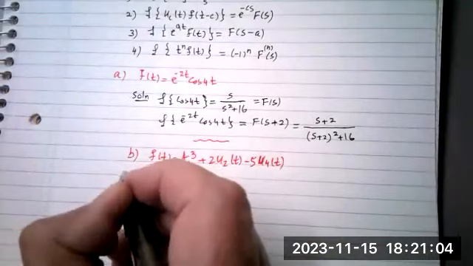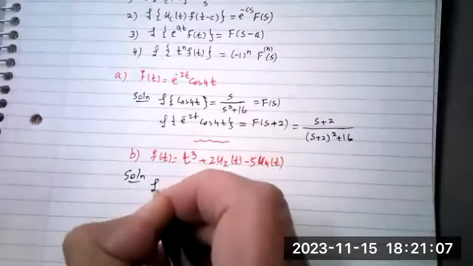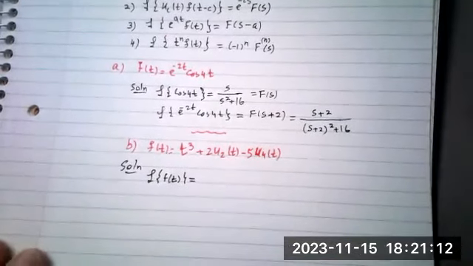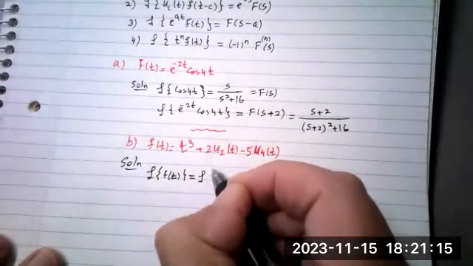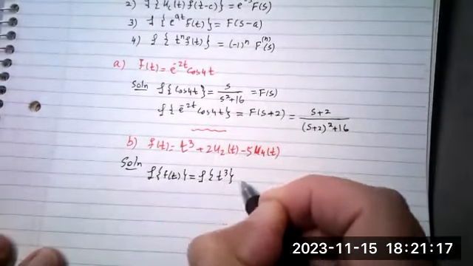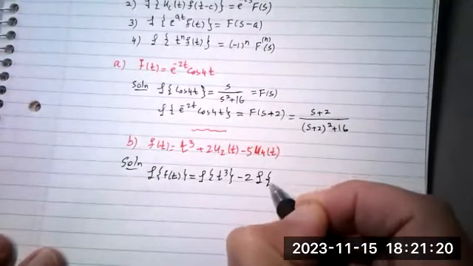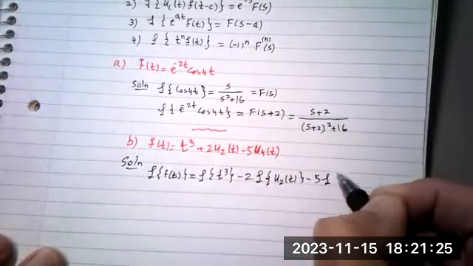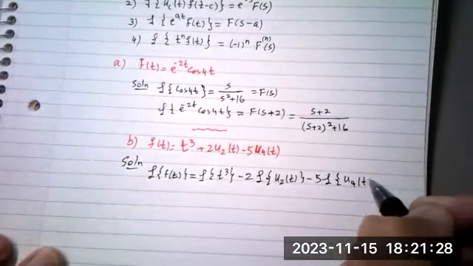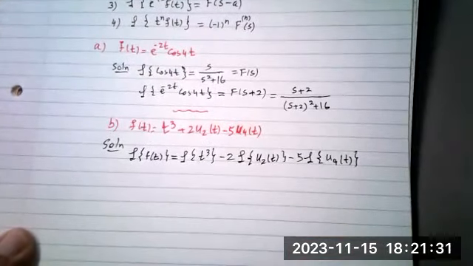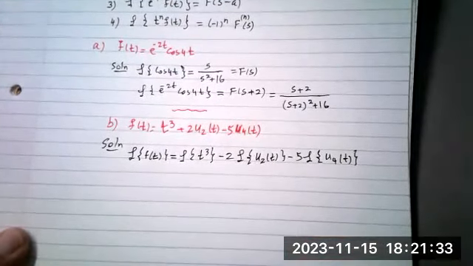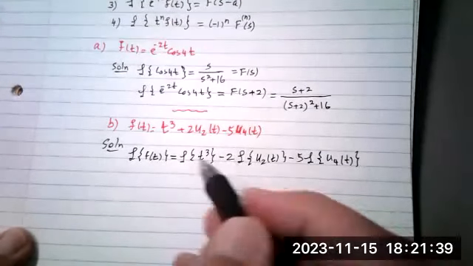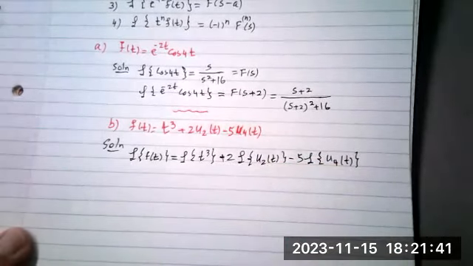So the Laplace transform of f of t is going to be the Laplace of the first one. Okay, I rewrite it: the Laplace of t cubed, minus 2 Laplace of u2(t), minus 5 Laplace of u4(t). So it's all unit step functions, and we just substitute. Is it originally plus or minus for 2u2(t)? It is a plus. Okay, that's plus. Thank you.